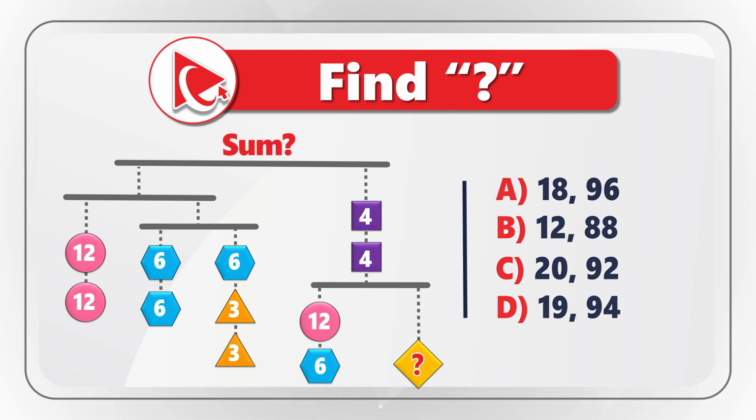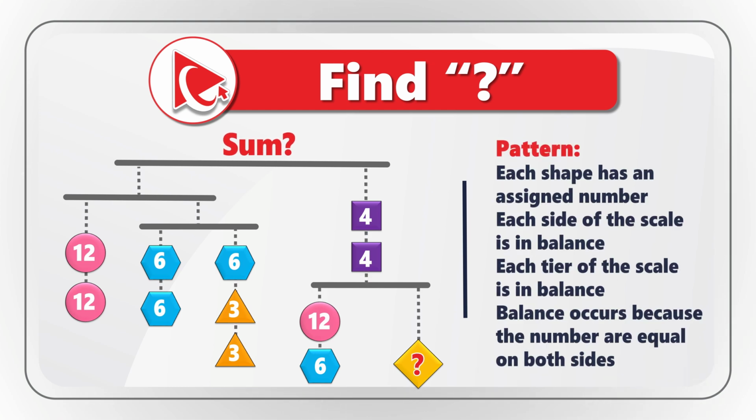To solve this challenge, let's look at the picture closely to better understand what we're dealing with. We're presented with a multi-tier scale, and this scale has 4 tiers: Tier 1, Tier 2, Tier 3, and Tier 4. The scale remains in balance because values on the left side and on the right side are equal, and the values are represented by the total of numbers inside of each shape. For example, circle has number 12, hexagon has number 6, triangle has number 3, and square has number 4.